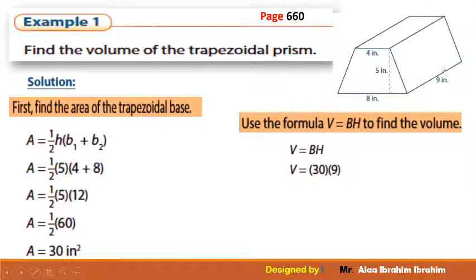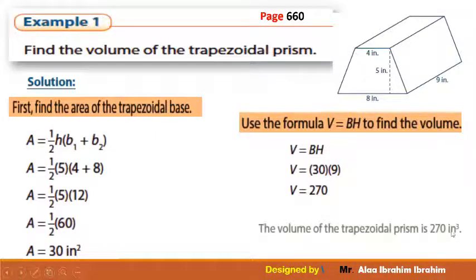Did you see, this line is your height for your prism. Okay, so I multiply by 9. Now I have 270, but the volume is in cubic inches, with cubic always, because I am dealing with 3 dimensions.